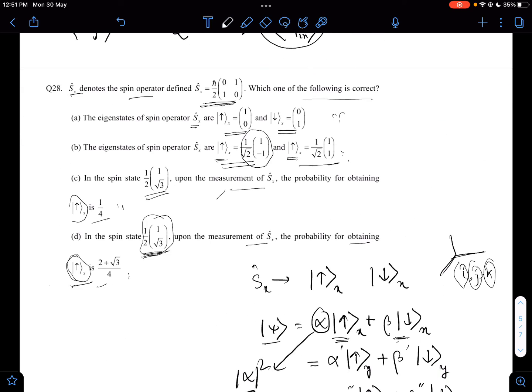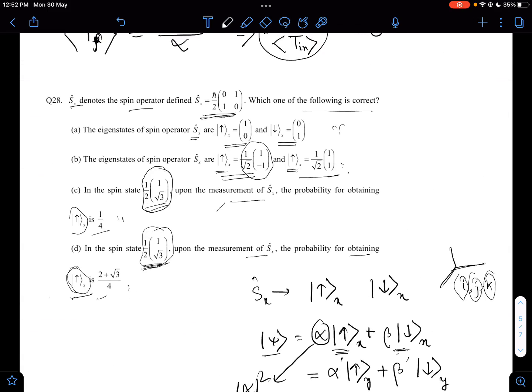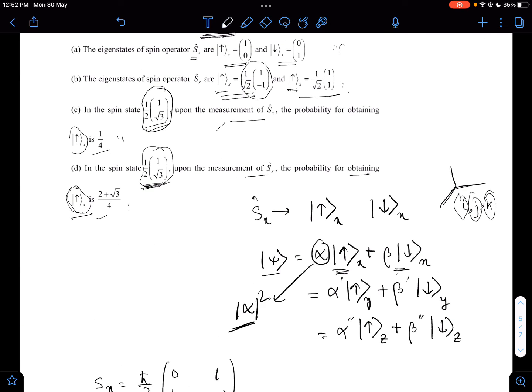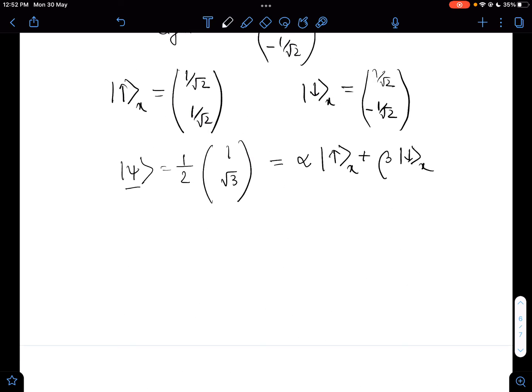Now we are given the spin state. If we consider this as psi, so psi is given as half 1, and here we have root 3. So we can expand this psi in terms of up spin and in terms of down spin. Now we have to calculate the probability that if we measure Sx, then what is the probability of getting this psi x?